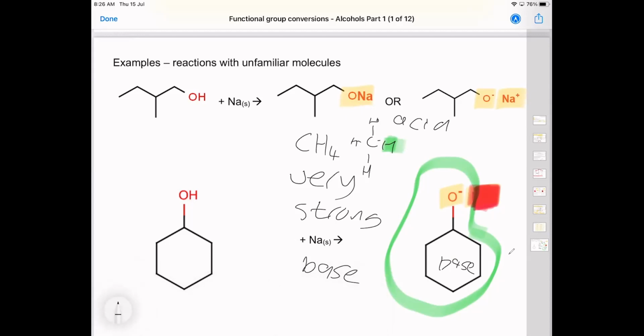Cool. So we've created. Yeah, talk to me. The what ion can steal the hydrogen? The ethoxide ion, or the oxide ion.